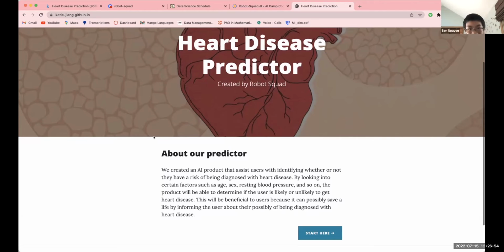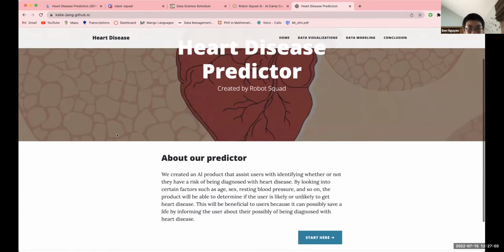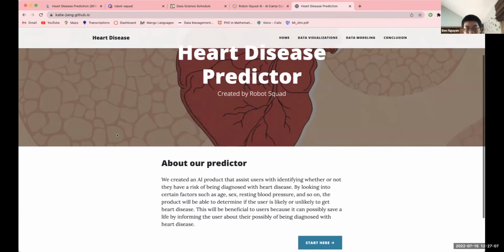So we did our project on heart disease, and we created an AI that helps in predicting whether someone has heart disease or not by looking into different parameters such as age, sex, resting blood pressure, and others. And this is a huge help because knowing if you have heart disease is something that can save lives.